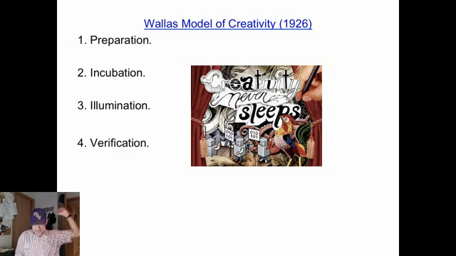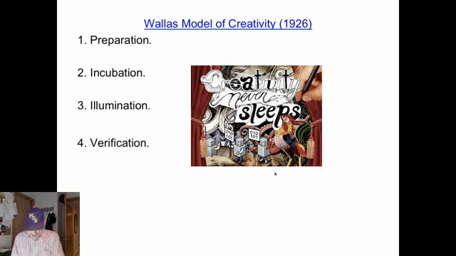3 is illumination. That's the aha moment. It's where you suddenly see how things should go. This only happens after steps 1 and 2 have been attended to. Very hard to get there if you haven't gotten through those.